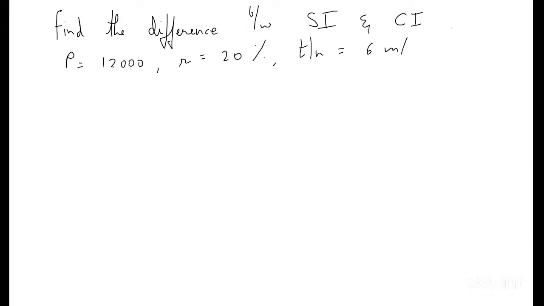T is for simple interest and N is for the compound interest, but T or N both are the same thing. T we use in the SI, N we use in the CI. Then conversion period, compounded half yearly. Come on, let's find out the SI. Find out the SI. Simple interest.